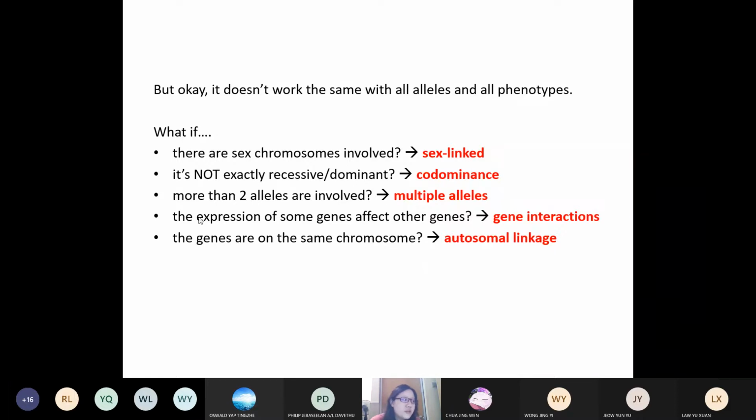Number 4, what if the expression of some genes affects other genes? Our genes are not standing alone. There are also many other genes. What if they interact? Therefore, that's called gene interactions.